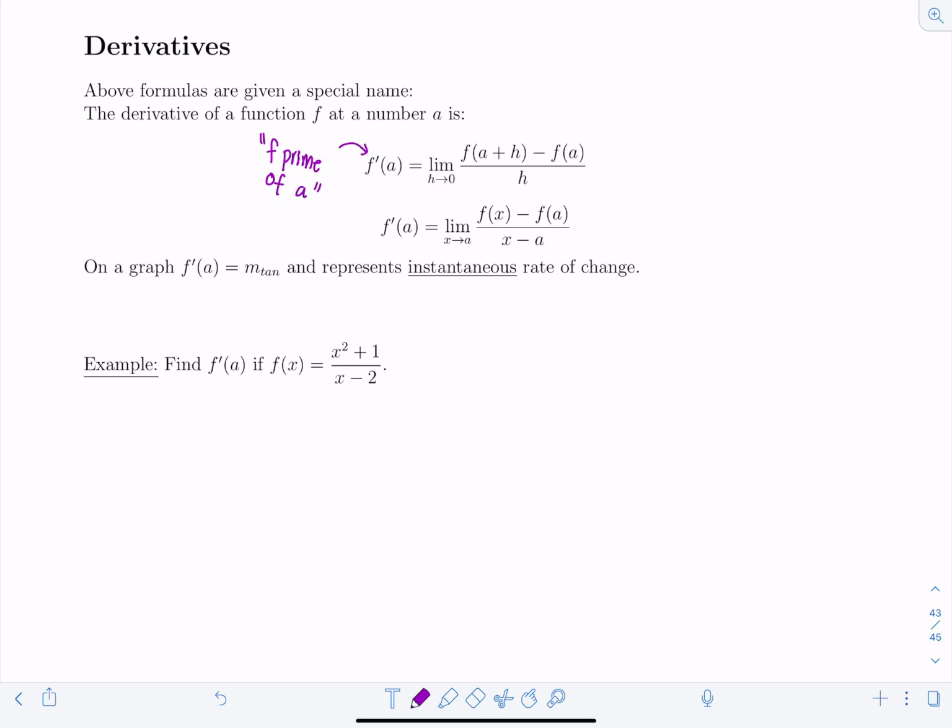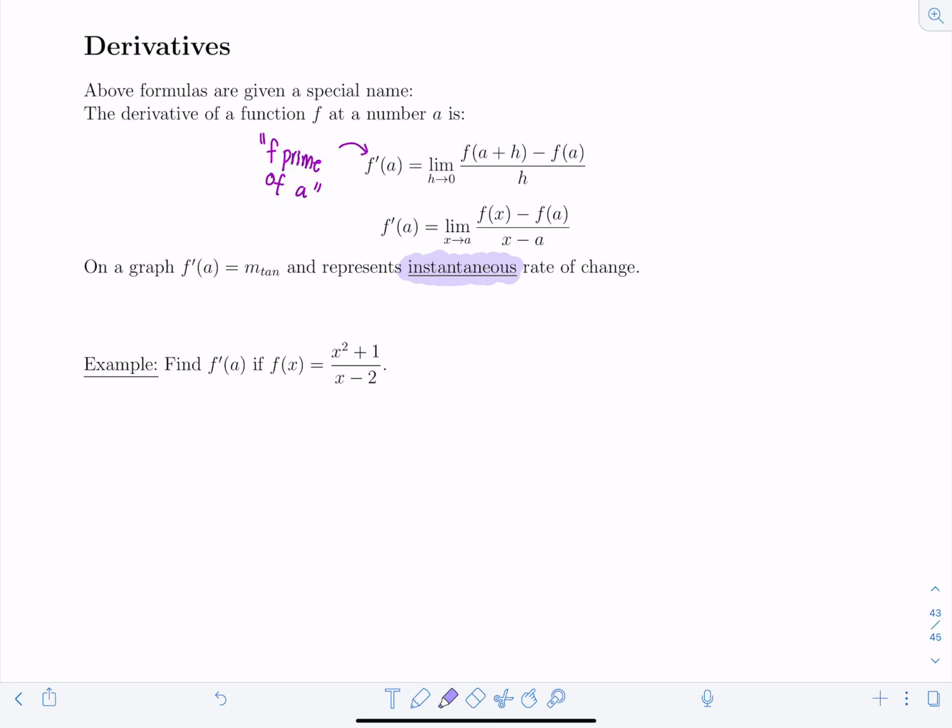So on a graph, f prime of a is equal to the slope of the tangent line, and it represents the instantaneous rate of change. If you don't write the limit part, it's not correct. You'll lose points, and it also represents something totally different. It represents the average rate of change, not the instantaneous rate of change. And we've seen that when we studied the difference between the slope of the secant line and the slope of the tangent line, and the average speed or average velocity versus the instantaneous velocity. All right, so let us look at an example now.